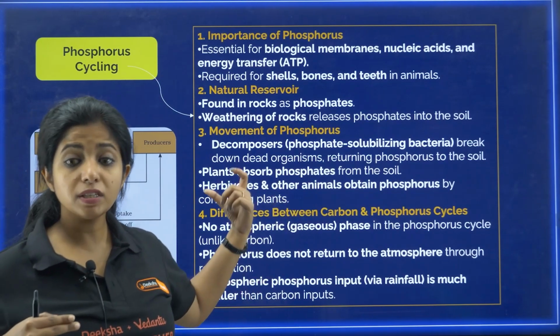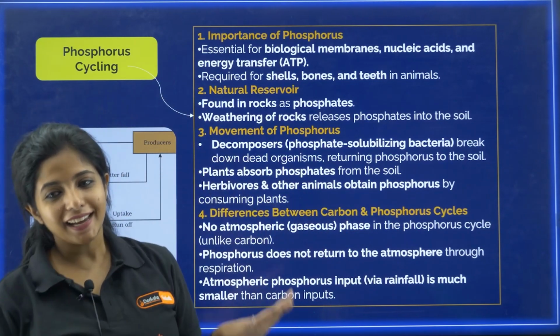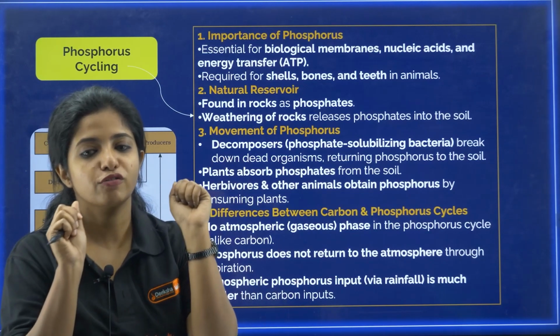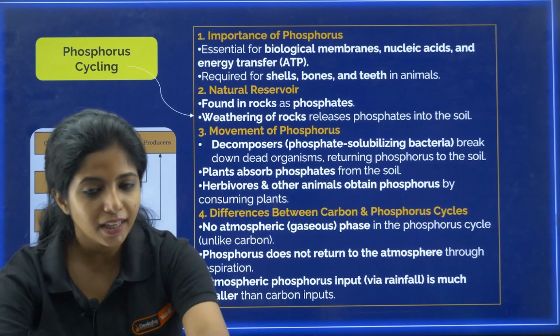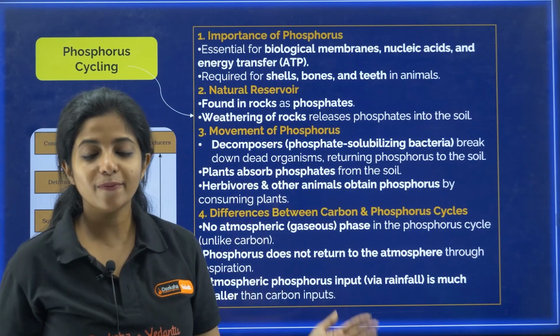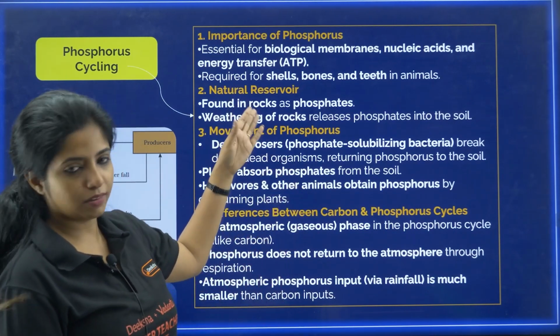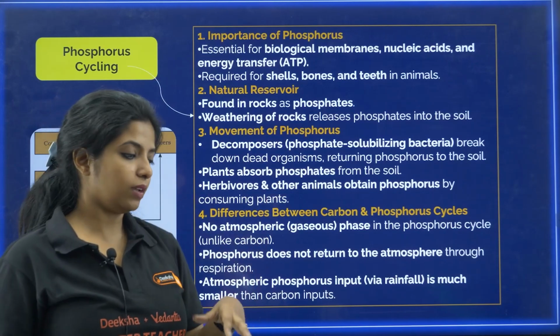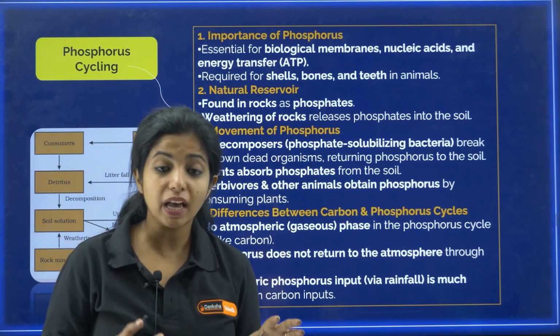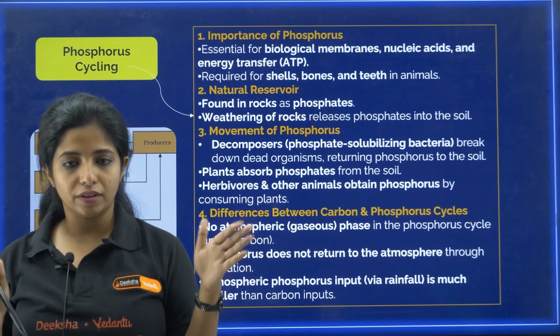Herbivores obtain phosphorus by consuming the plants. Again, we die, the decomposers release phosphate back to the soil, and then the plants consume it, we eat it, again we die, and the same thing goes on again and again. Also, the rocks will have an amount of phosphorus, which is a major component that will keep on weathering as well.